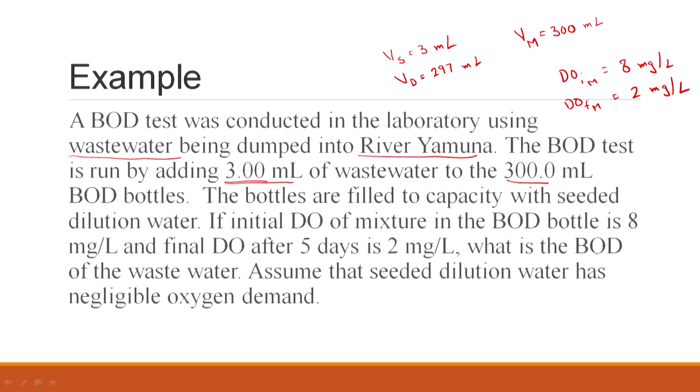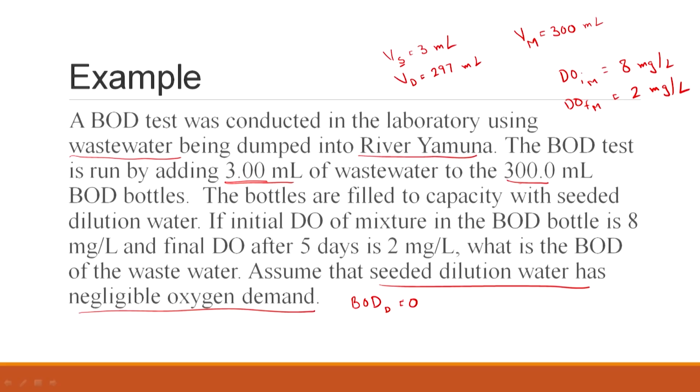And so, what is the BOD of the wastewater, or of the sample? The sample is the wastewater. Assume that the seeded dilution water has negligible oxygen demand. So, what does this mean? This means that the BOD of your dilution water is equal to 0.